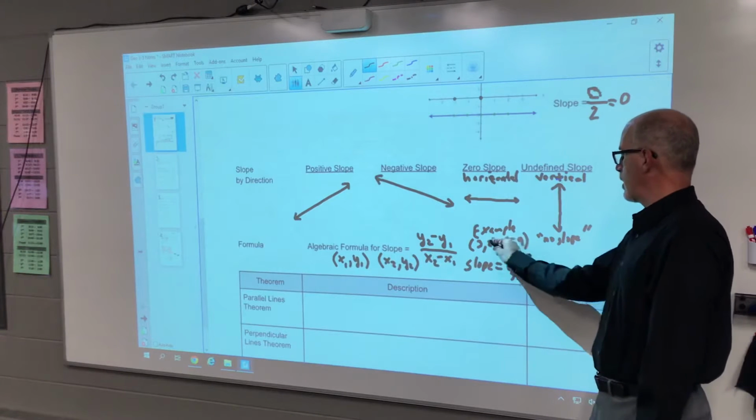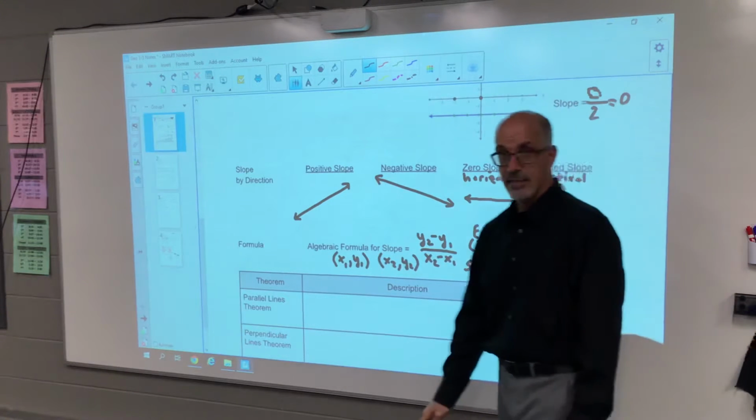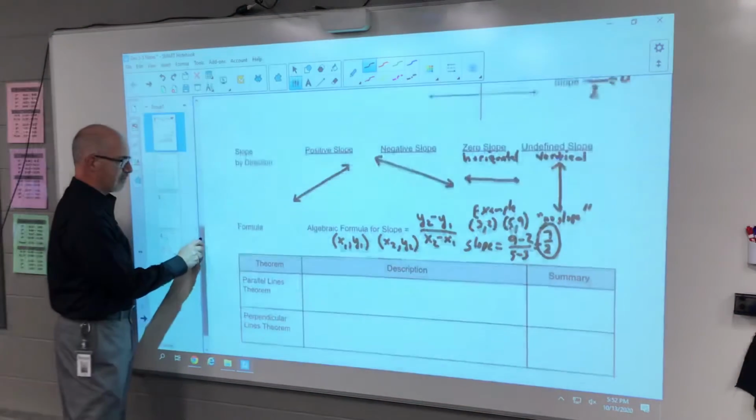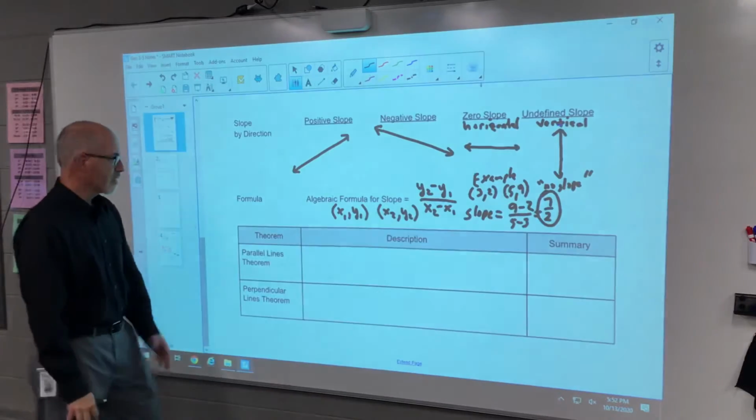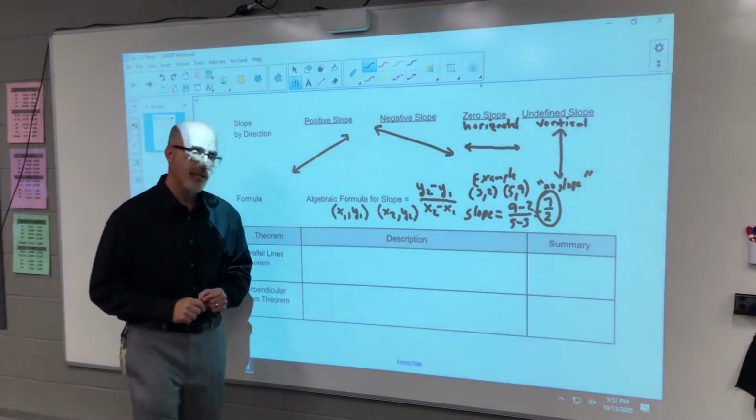So difference of the y's over difference of the x's, that gives me 7 over 2 for my slope, as an example. That's how you do it algebraically. Now let's talk about the types of slopes we have. Okay, types of slopes, we're going to talk about parallel lines and perpendicular lines.